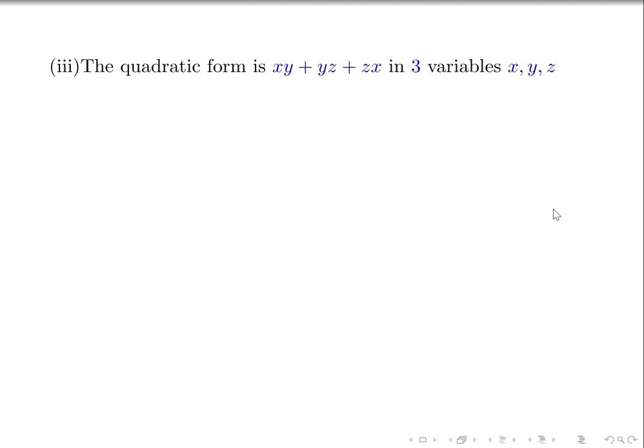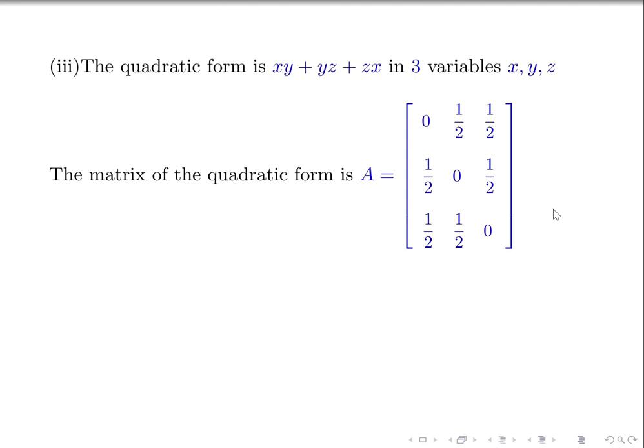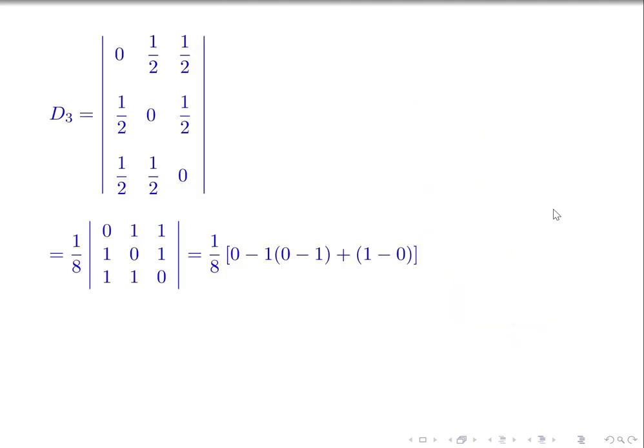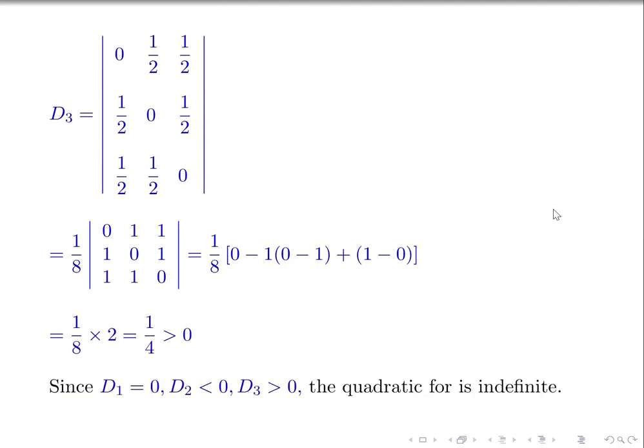The third problem: the quadratic form is xy plus yz plus zx in three variables x, y, z. The matrix A of the quadratic form is this. Therefore the principal minors are d1 is 0, d2 is negative and d3 is positive. Since d1 is 0, d2 is negative and d3 is positive, it never falls under positive definite or positive semi-definite, negative definite or negative semi-definite. Therefore it automatically comes under the case of indefinite.